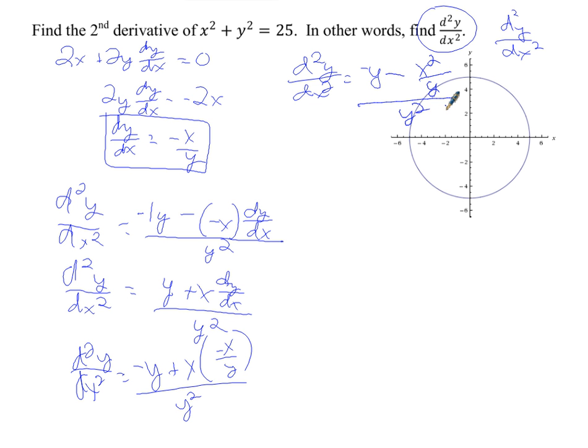Hopefully you can see that we have more simplifying to do here. What needs to be done? Common denominator for the numerator. What will the common denominator be? So I need a y here, which means I need another y here. Nice. d squared y over dx squared equals what? Negative y squared minus x squared all over y cubed.